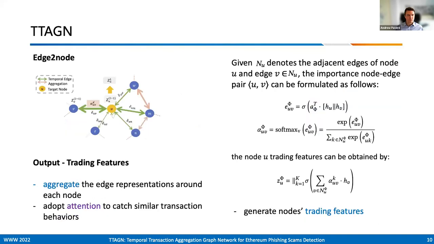In the age-to-node module, node representations are enriched by biased aggregation of age representations with temporal transaction information to the nodes. We aggregate the age representations around each node to fuse topological interactive relationships. Moreover, we adopt an attention mechanism with multiple levels to catch similar transaction behaviors and finally generate the trading features.